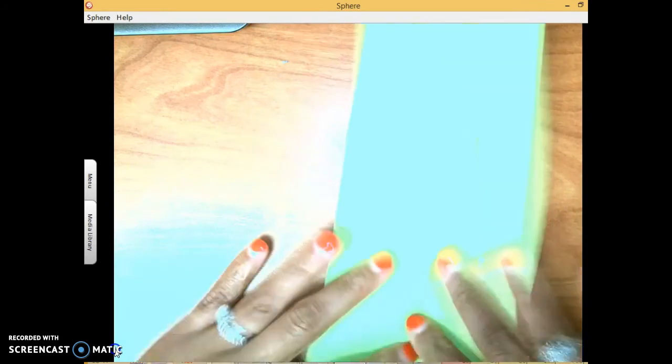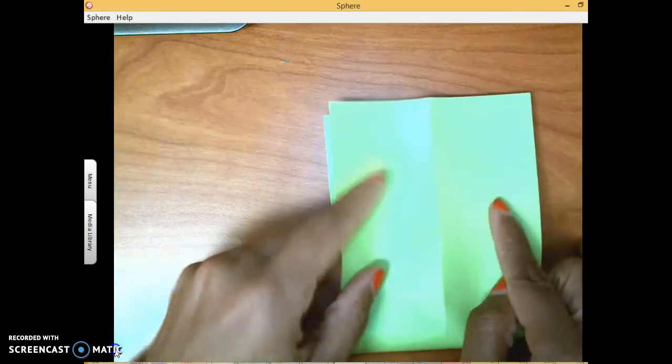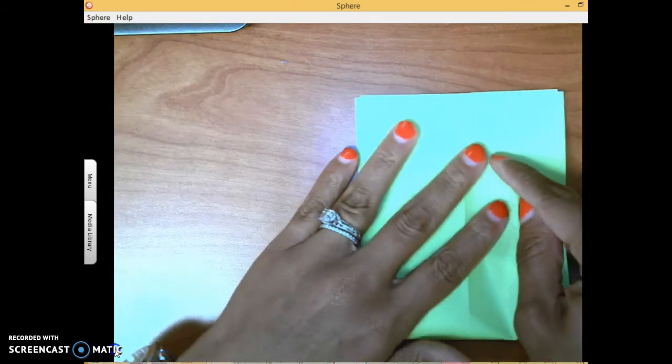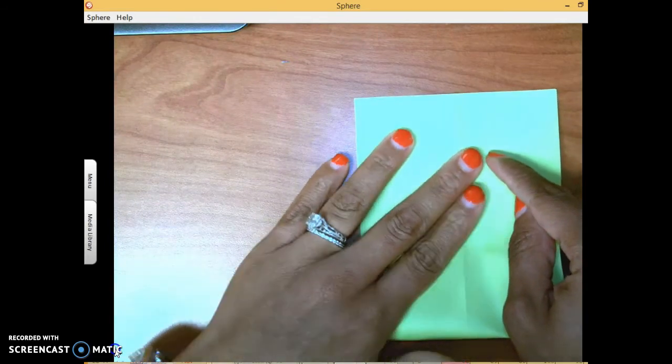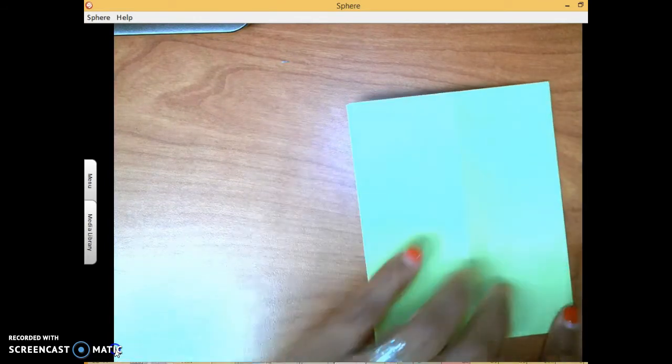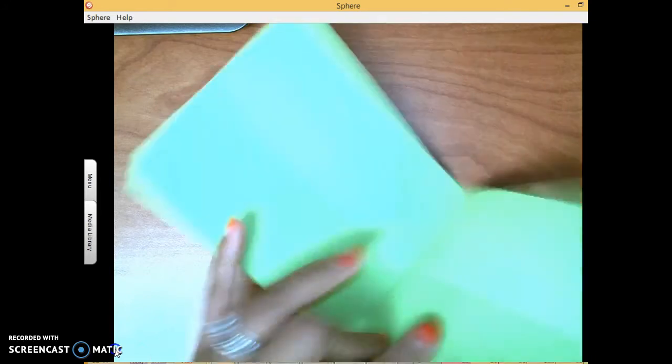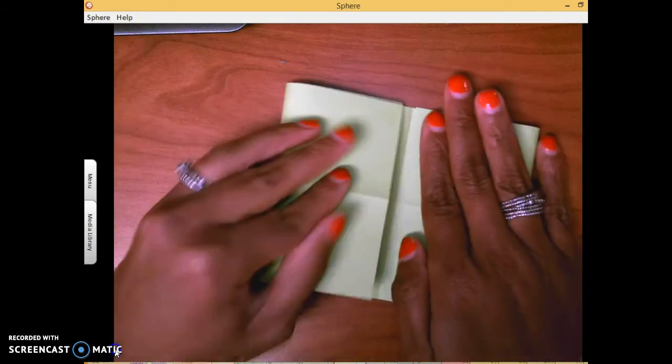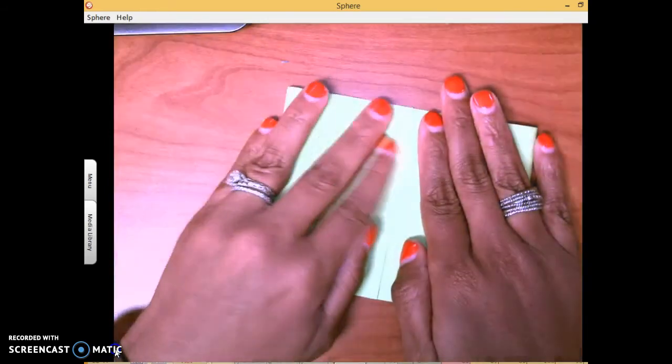And then open it up and fold it the other direction, hamburger style. Okay. And then open that up. So now you should have 4 squares. And you're going to fold this in to meet your middle crease.